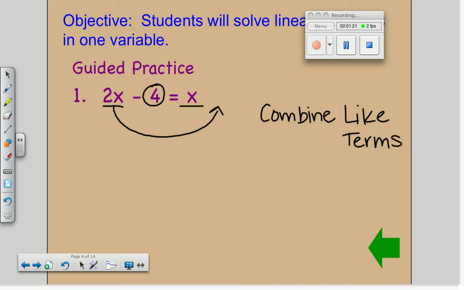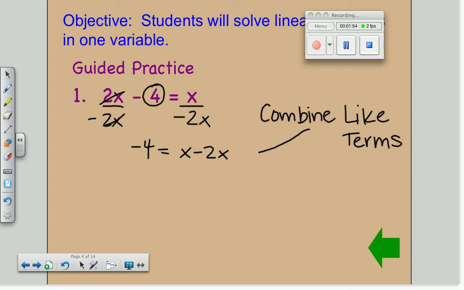And when I do that, it basically becomes the opposite of what it is. The reason that happens is because I don't want this 2x here anymore, so I'm going to subtract it from this side. I'm going to subtract that 2x. Well, if I do that here, then I have to do it here as well. By doing it here, it becomes 0. So now I have -4 equals x minus 2x. Now I can combine my like terms.